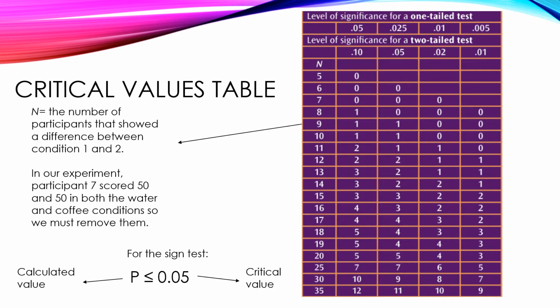So what we've got to decide is, is our p-value less than or equal to 0.05? And what we can say is yes, it is, because our calculated value was 1 and our critical value was 1, so they're exactly the same. Remember, they can be the same for statistical significance.